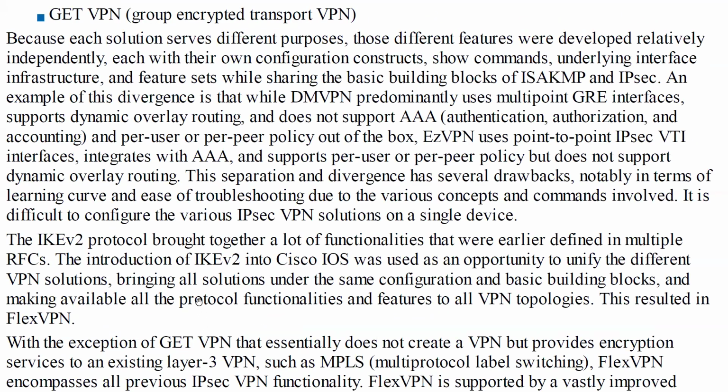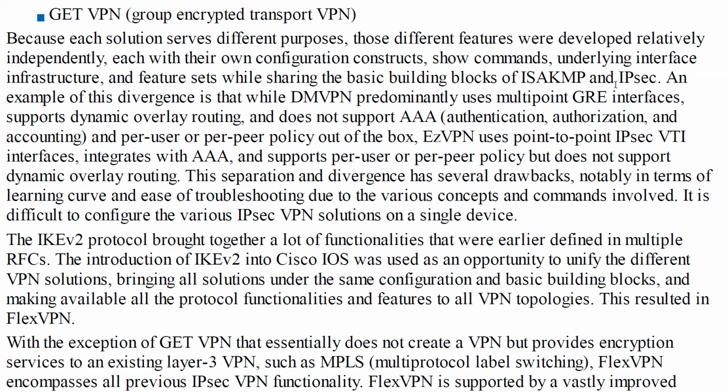But even after that, GET VPN was there, correct? Because each solution serves a different purpose. In case of IKEv1, what we saw is each VPN has a different purpose, and those different features were developed relatively independently. That means each VPN technology has been developed independently, each with their own configuration constructs, show commands, underlying interface infrastructure and feature sets, while sharing the basic building blocks of ISAKMP and IPsec. What does it mean?